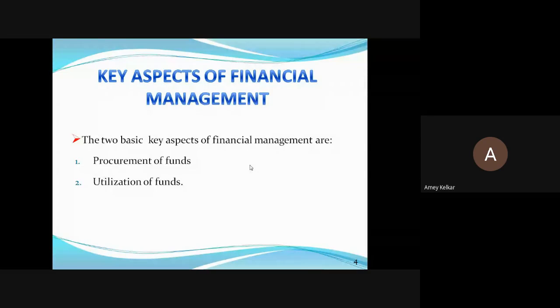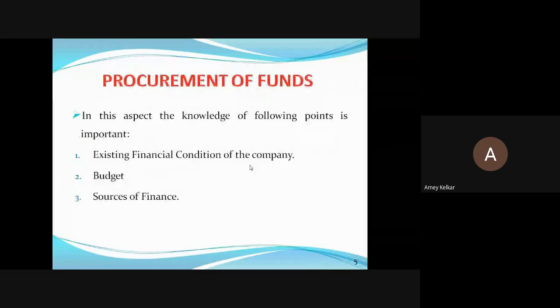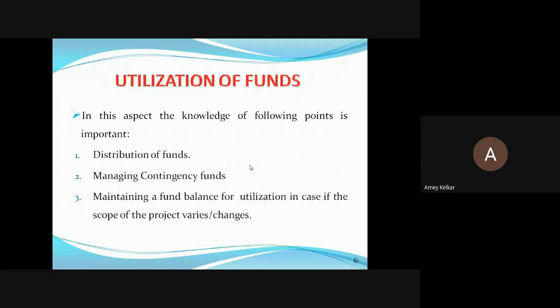So in procurement of funds, what we want to know: existing financial conditions of the company, the budget, and thirdly, the sources of finance. Then moving ahead, utilization of the funds. Distribution of funds is important. Managing contingency funds is important. And managing a balance for utilization in case the scope of the project varies or changes is important.